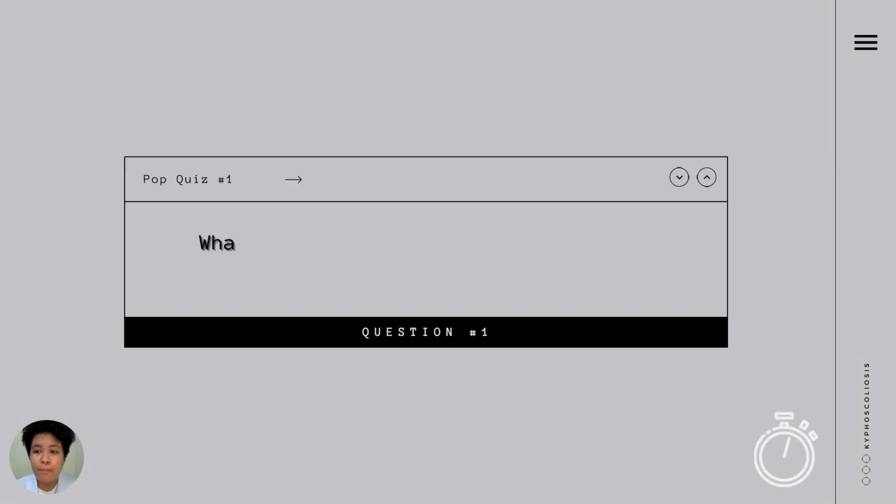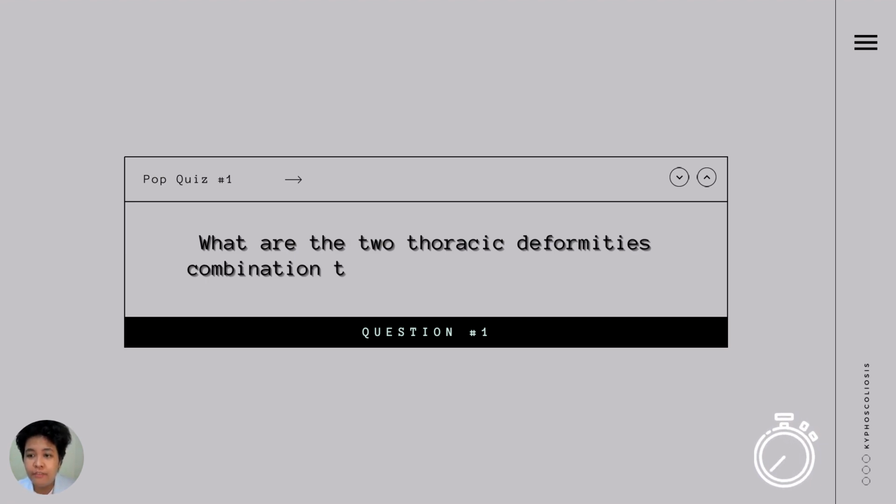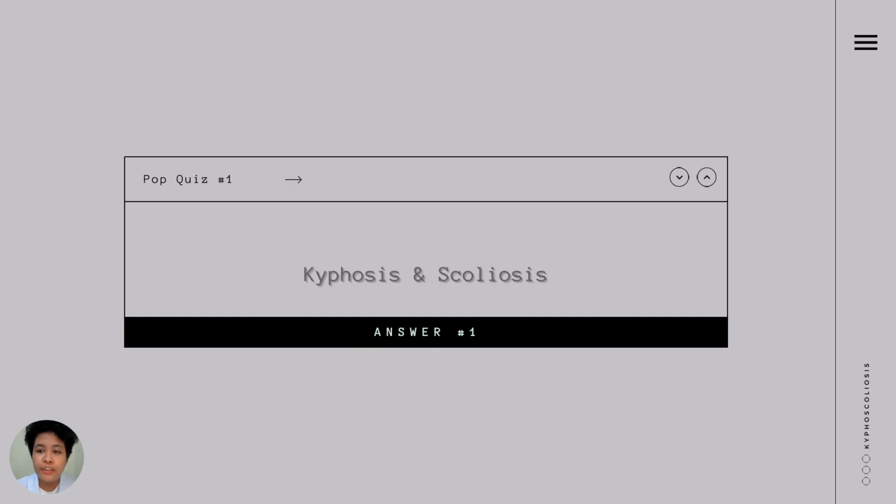Now, for our pop quiz. What are the two thoracic deformities combination that causes kyphoscoliosis? Timer starts now. The answer is kyphosis and scoliosis.